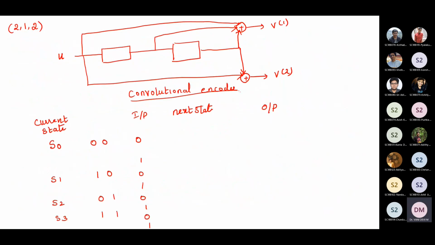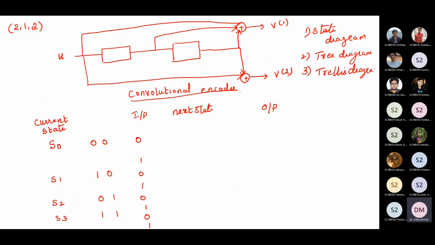So here, before going for the graphical method, actually 3 methods are there. One is using state diagram we can do. Another one is using tree diagram. Third one is using trellis diagram. So 3 ways of doing encoding. One is using state diagram. Second one is using tree diagram. Third one is using trellis diagram.